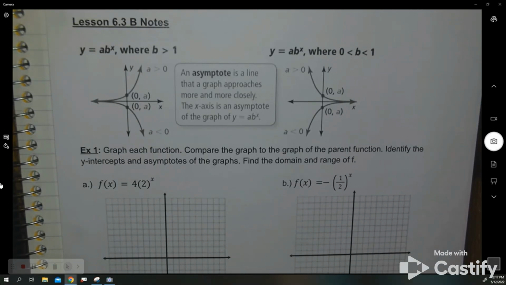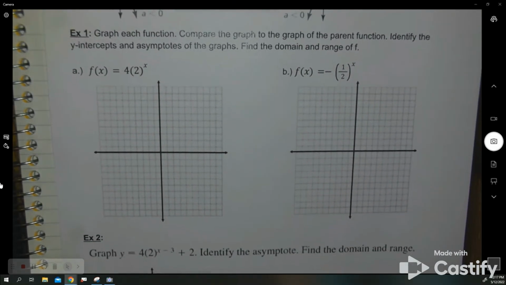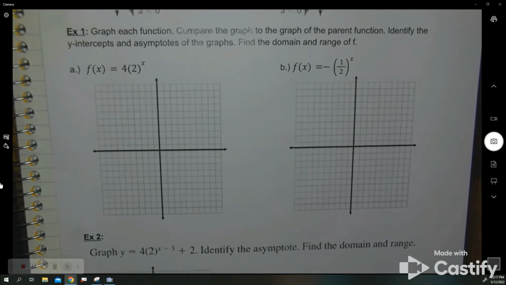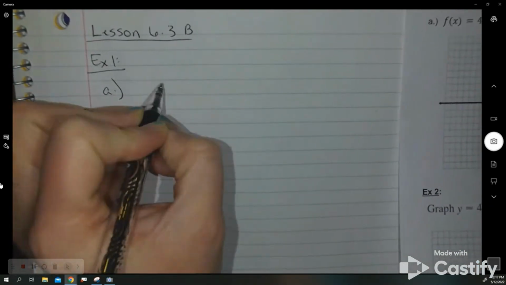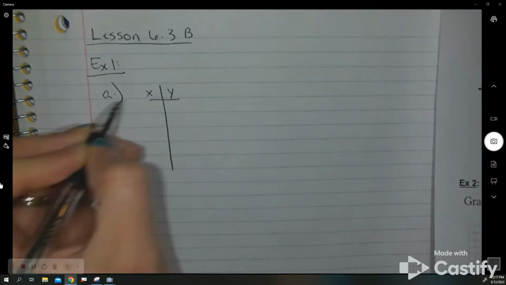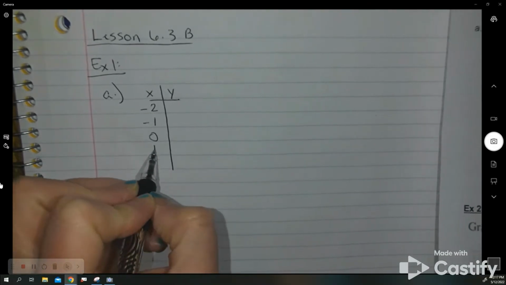So we're going to take a look at example 1. In example 1, we are going to be graphing 2 different functions. Once we do, we're going to compare them to their parent function, or their original function. Then we're going to talk about the y-intercepts and asymptotes of the graph, as well as the domain and the range. The first thing we want to do in order to graph is make a table of points. So for example 1a, we're going to choose some x values, and I like to choose some positives and some negatives. So I'm going to choose negative 2, negative 1, 0, 1, and 2.